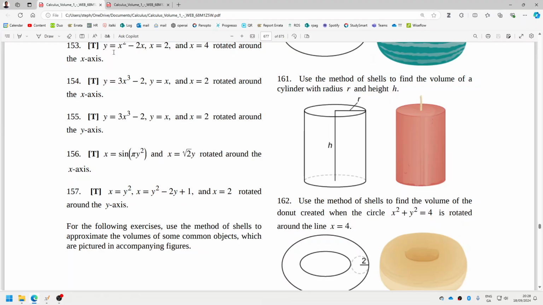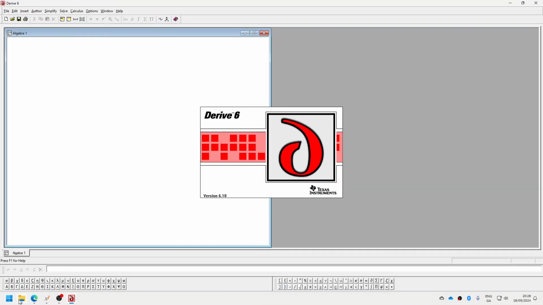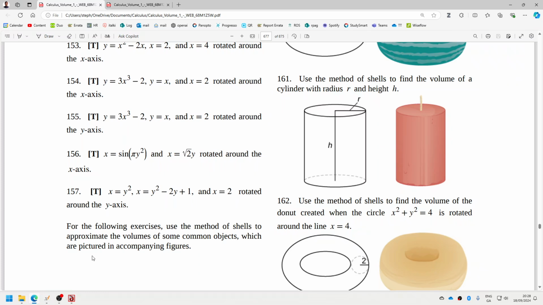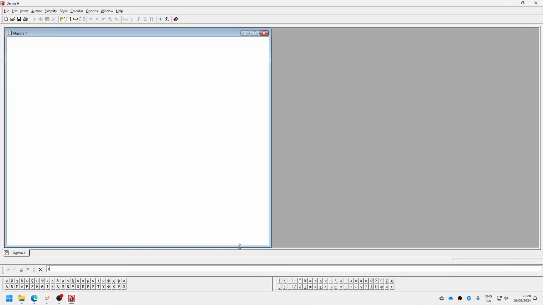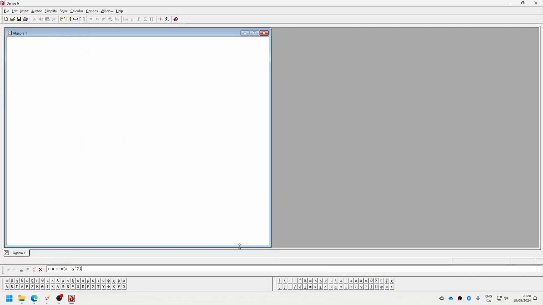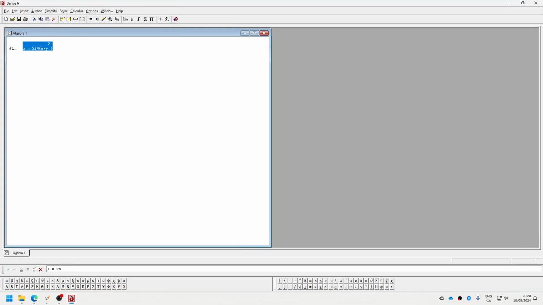Right, let's see now. Open this up. Okay, so what have we got? x equals sine of pi y squared. x equals the square root of 2y.